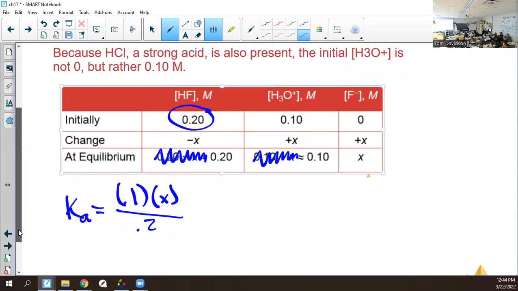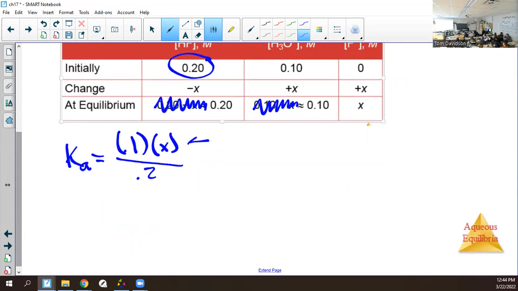All right. Now, this is going to change the Ka expression. It's not X squared anymore because we have some initial H plus. When we change the expression, we've changed X, we have a different pH. I think it's 1.8 times 10 to the negative 5 equals 0.1X over 0.2. Someone solve for X here if you would. You don't have to all do it, but multiply by 0.2 and then divide by 0.1.